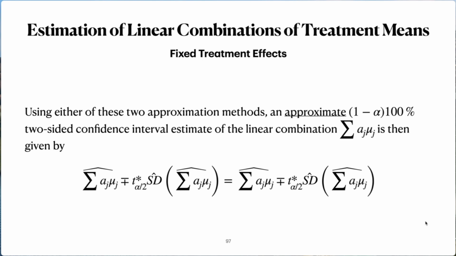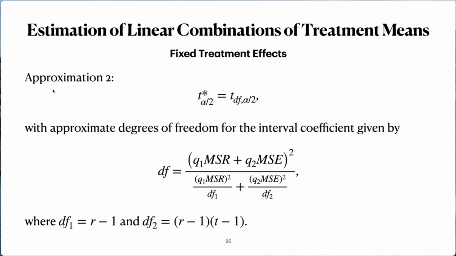Now, before we move on, let me just say that approximation method 2, where we are approximating the degrees of freedom of the true interval coefficient, is called Satterthwaite's approximation. It's a very well-known approximation, and I would imagine all statistical packages have the ability to do Satterthwaite's approximation. And of the two approximation methods, Satterthwaite's is probably the most prevalent, probably the most used of these two.